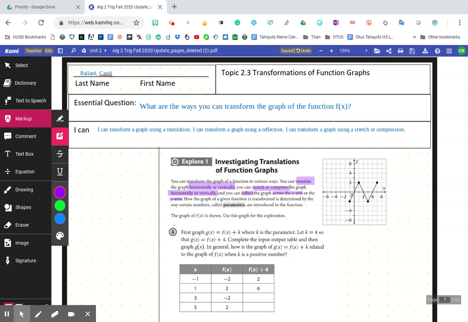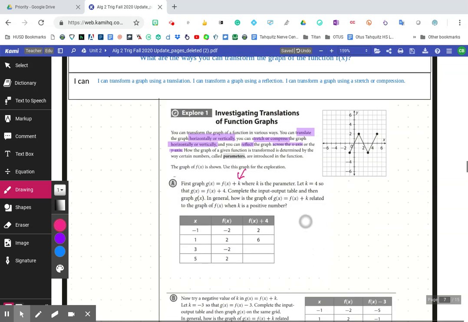So how the graph of a given function is transformed is determined by certain numbers called parameters when they're introduced in the function. So in this case, the first graph, g of x equals f of x plus k, where k is the parameter. Let k equal 4 so that g of x equals f of x plus 4. Complete the input and output table and then graph g of x. In general, how is the graph of g of x related to the graph of f of x when k is a positive number?